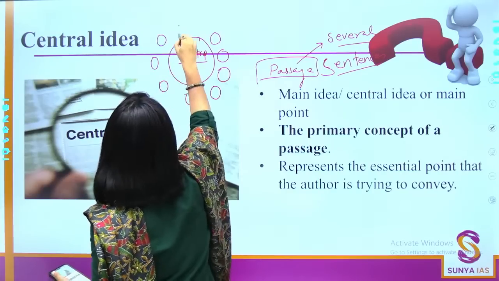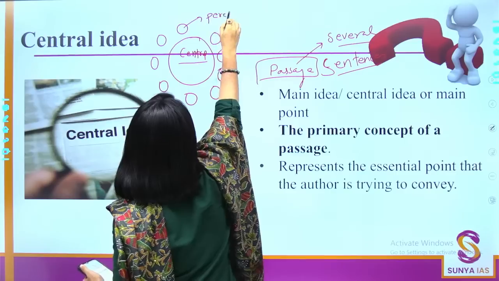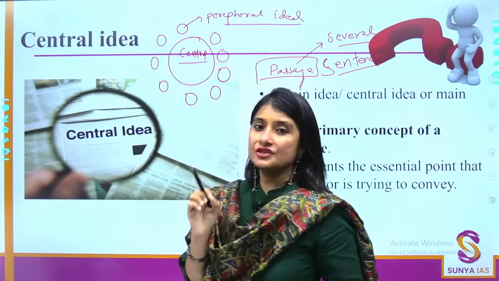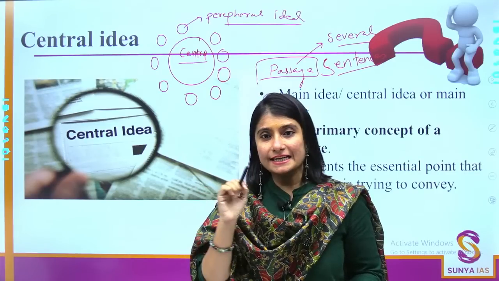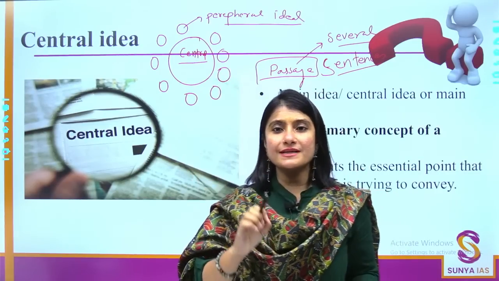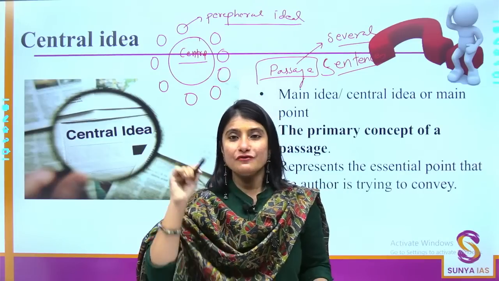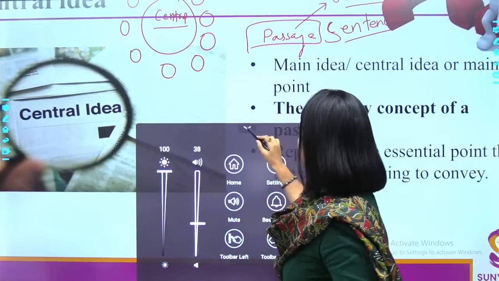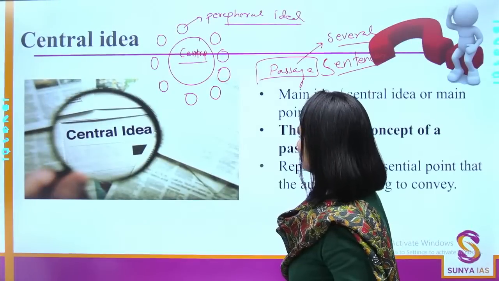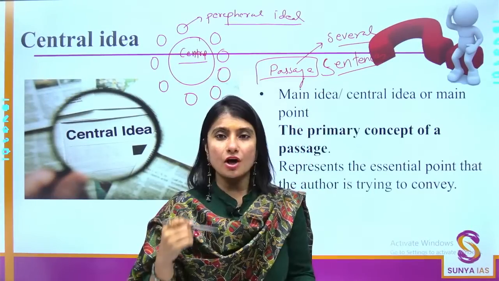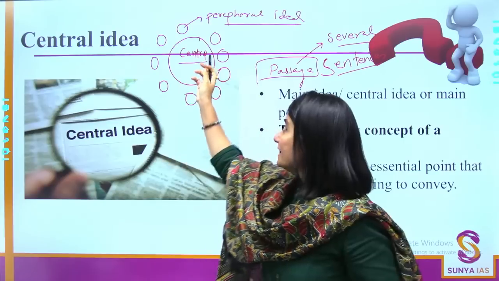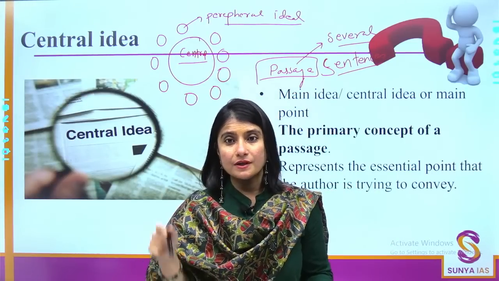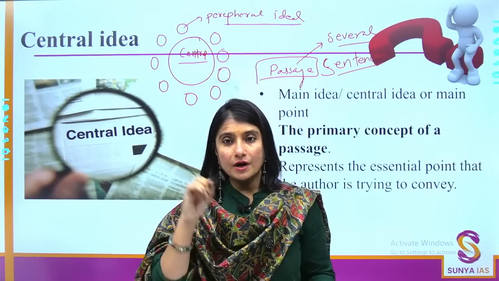What will there be? Peripheral ideas. Now you will understand these better when we do the worksheet. I will explain each and every component to you. So what trap UPSC sets for you is, UPSC will put one or two of the options from the peripheral ideas. So you will find that it is written in the passage, so it will seem to be the correct answer. But don't fall for it.